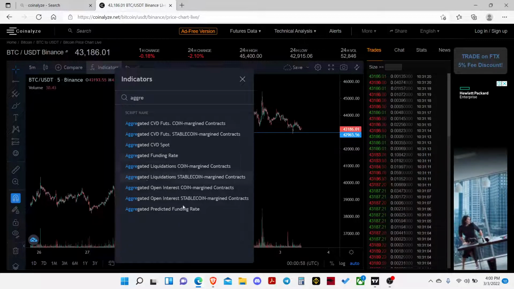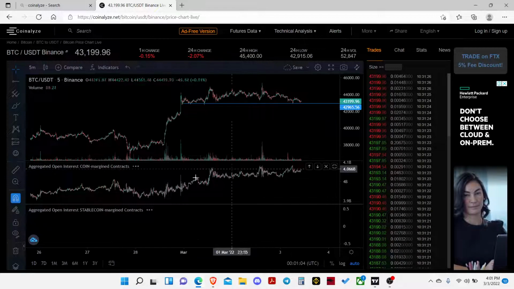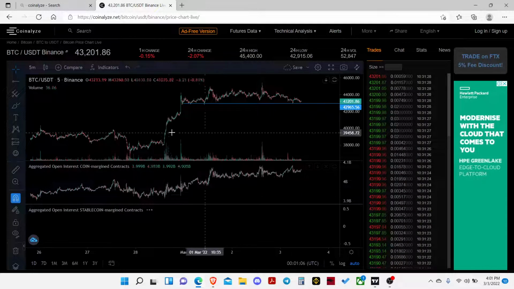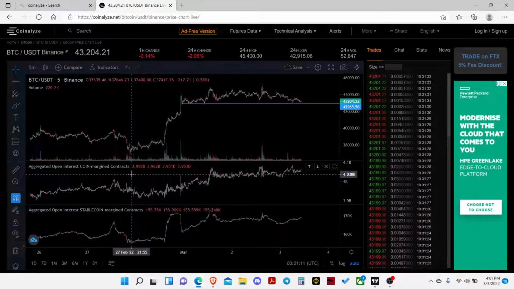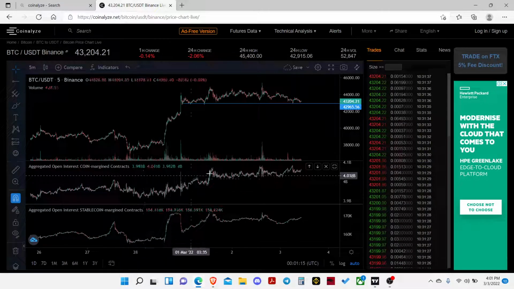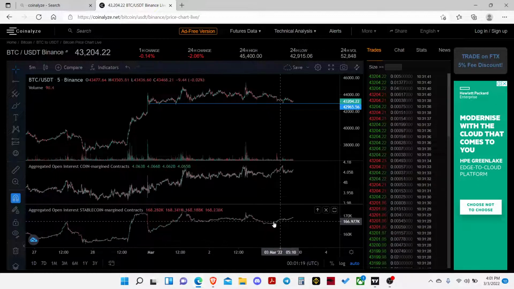And I'm going to put the open interest, coin margin, in the stable coin. The coin margin is what I personally look for, because it's a bigger contract, bigger positions. Look at this: 3.9 billion in positions is getting opened at this point in the market. But when you look at the stable coin, it's very low.